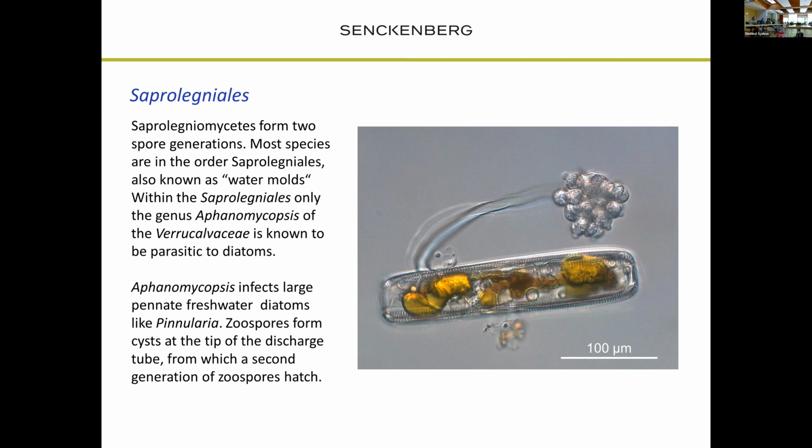And what you can see here is Aphanomycopsis. This is Aphanomycopsis bacillariacearum. It can be found on Pinnularia. In this case, there are cysts formed, and from those cysts you will later see the zoospores hatching. And if they are empty, you can still see a bunch of those cysts left at the mouth of the discharge tube.